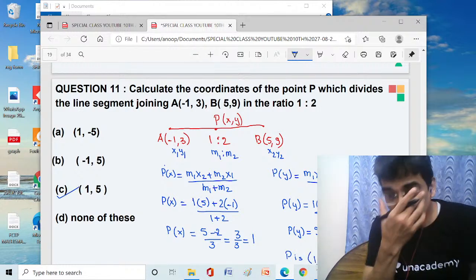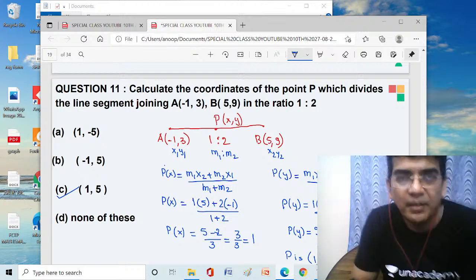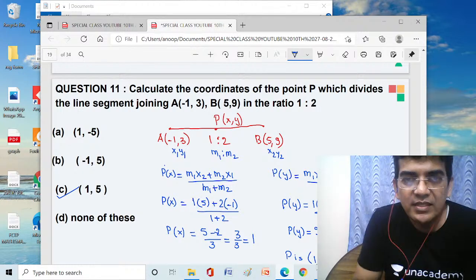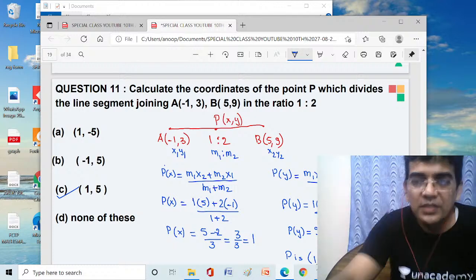So here, whenever you get a point dividing a line segment in a certain ratio, then you remember you have to apply the section formula. There you need to apply the section formula. So here I have applied the section formula. Hope this is clear to you.